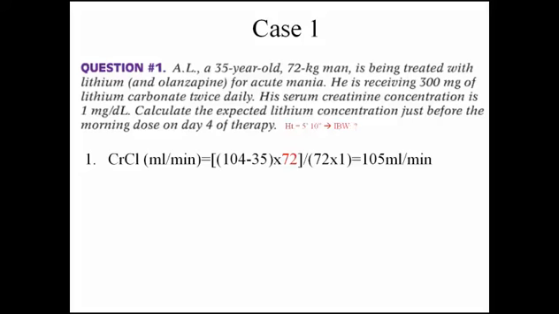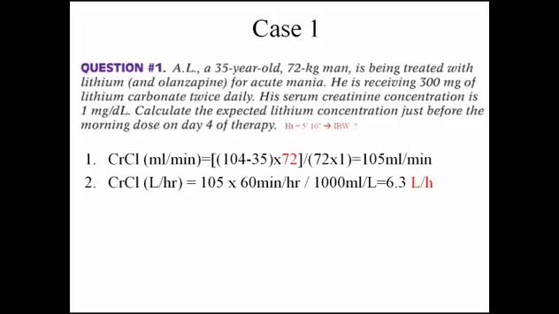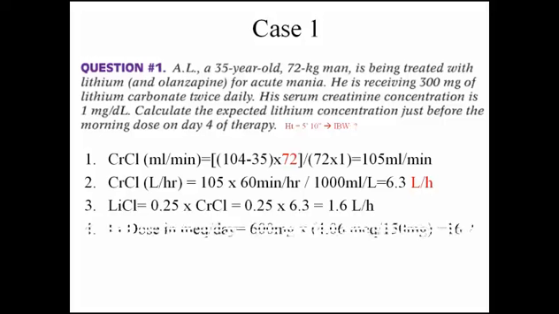So they're very close to each other. Creatinine clearance is estimated at 105 mL per minute, or 6.3 liters per hour. Lithium clearance is a quarter of that, at about 1.6 liters per hour. And the lithium dose in milliequivalents per day is about 16, because each 150 milligram of lithium contains 4.06 milliequivalents.